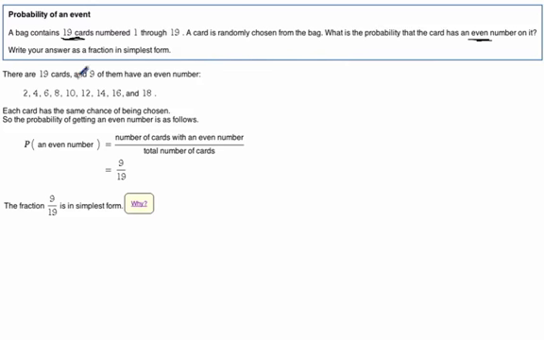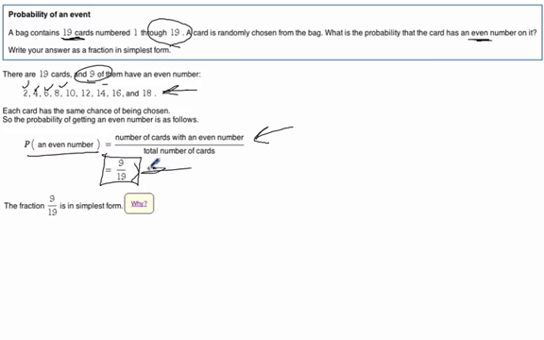So if we look at the numbers 1 through 19, then we can count up all the even numbers. 2, 4, 6, 8 all together. That makes 9 of them. There's only 9 even cards out of the 19 total. So that's pretty straightforward. 9 even over 19 doesn't reduce, so that's our final answer. The probability of getting an even number is 9 out of 19.